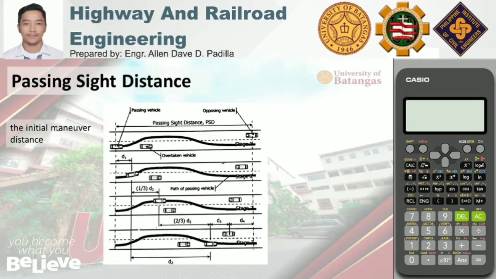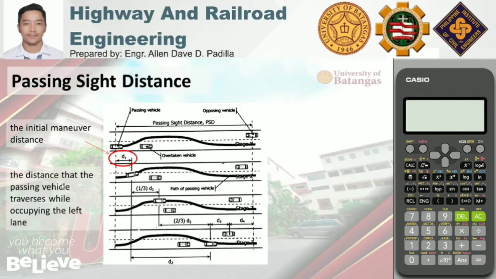First one is the initial maneuver distance. So, sa figure, ito yon, yung D sub 1. And then we have the distance that the passing vehicle traverses while occupying the left lane. So, once na makalipat na yung passing vehicle sa left lane, yung distance na yon, yung tinutukoy dito. That is denoted by D sub 2.